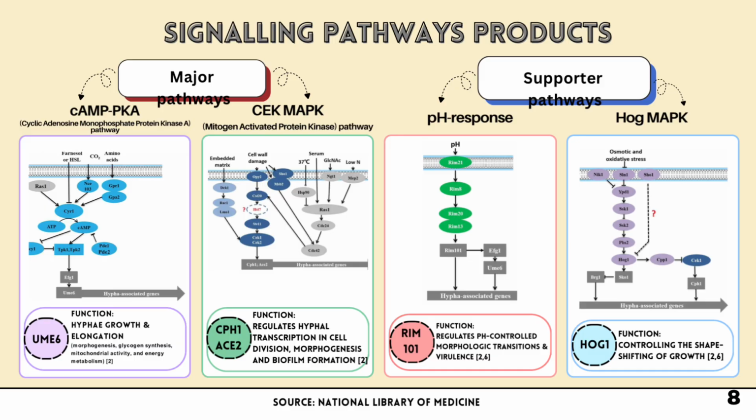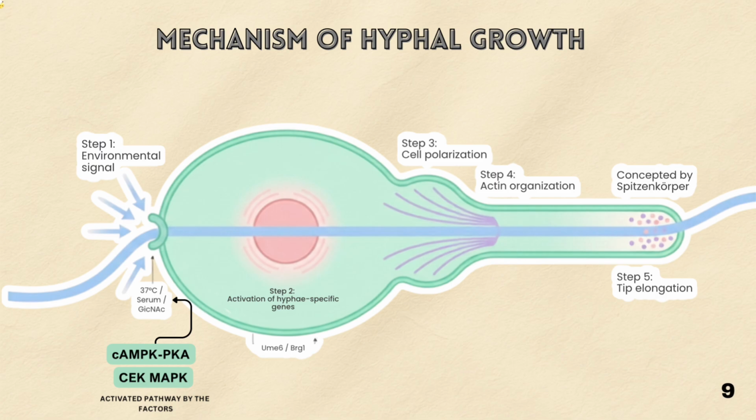The end product of this pathway is RIM101, which regulates pH control, morphologic transition, and virulence. Also UME6, for hyphae growth and elongation. And lastly, in the blue box, the HOG MAPK pathway that activates HOG1 for biogenesis, controlling the shape-shifting of growth. Okay, next, let's move on to the mechanism of hyphae growth.